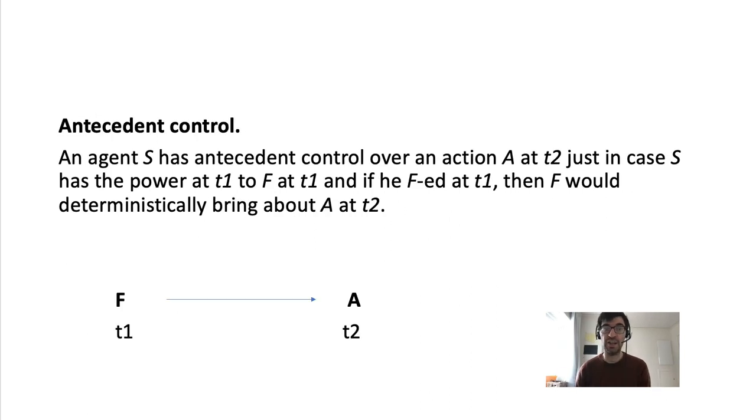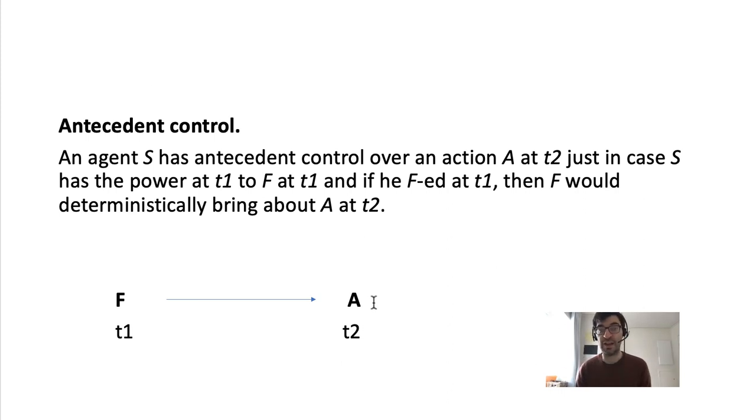And so Franklin looks at different proposals, and one proposal he focuses on is the notion of antecedent control. And antecedent control is defined as follows. So the definition says that an agent S has antecedent control over an action A at time t2 just in case S has the power at t1 to F at t1, and if he F'd at t1, then F would deterministically bring about A at t2. So it's a very simple proposal.